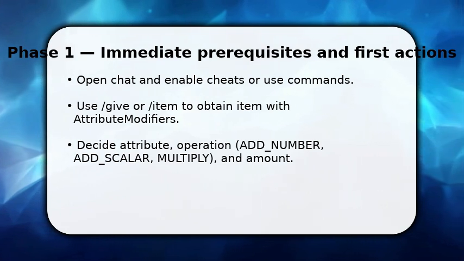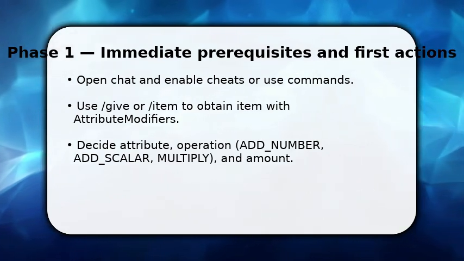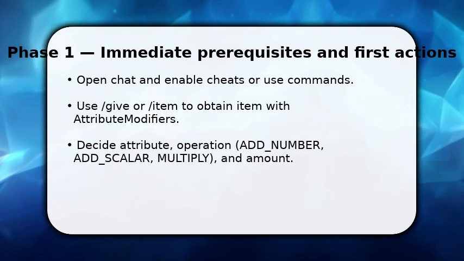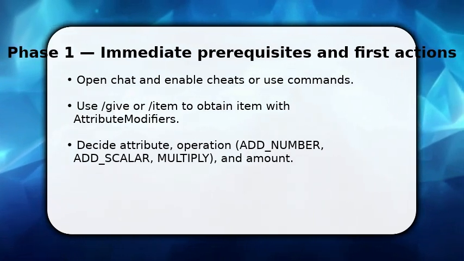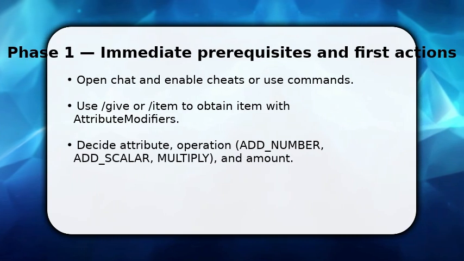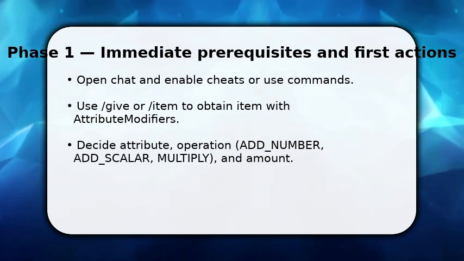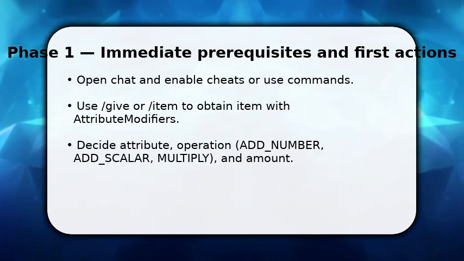Use operation 0 for flat, 1 for % addition, 2 for multiplication. Once done, test in a safe area. Make sure to use unique UUIDs if stacking multiple modifiers, so they don't overwrite one another.